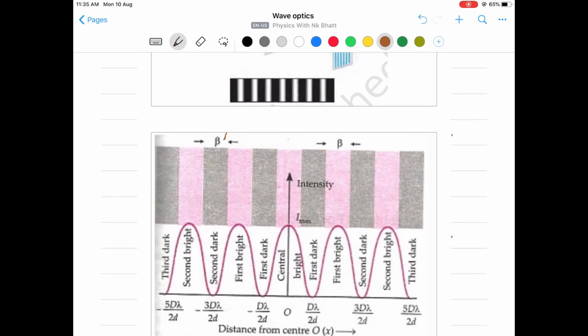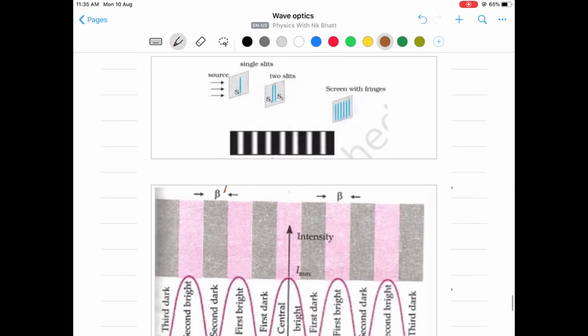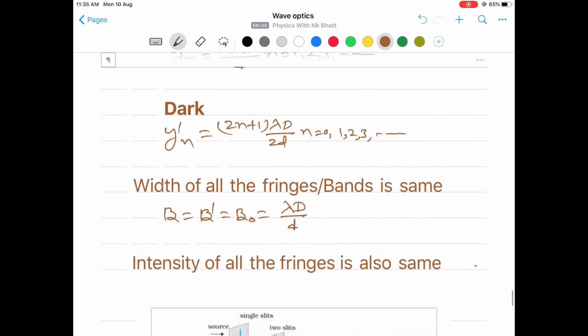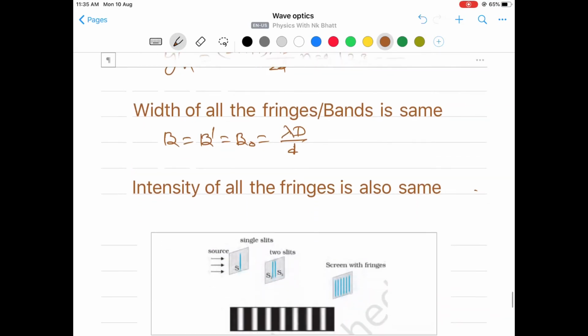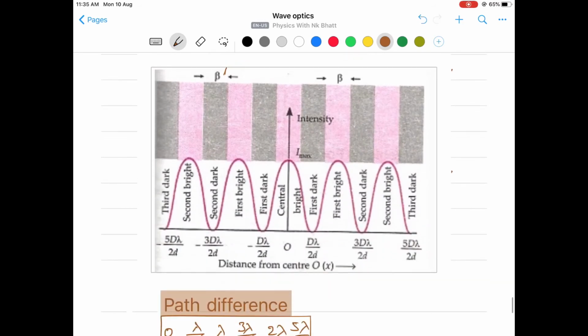If we talk about the first dark fringe after the center bright fringe, the position can be obtained by using this formula of dark bands. If you put n is equal to 0 in this formula, you will get (2×0 plus 1) into lambda D upon 2d. So it comes to lambda D upon 2d. Just see here, this is the position of first dark, lambda D upon 2d.